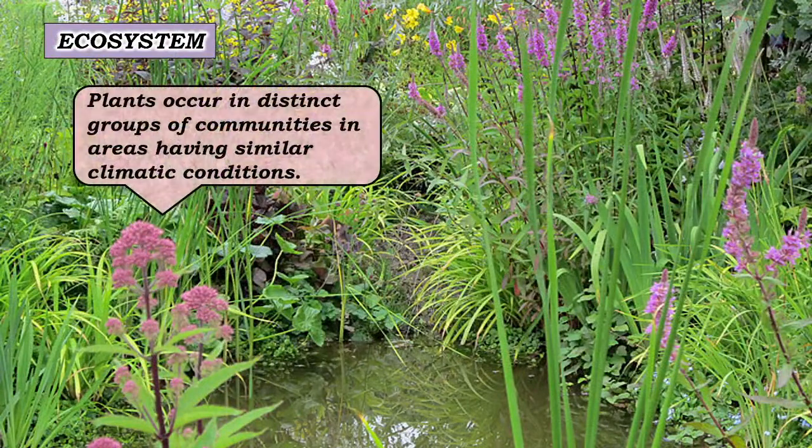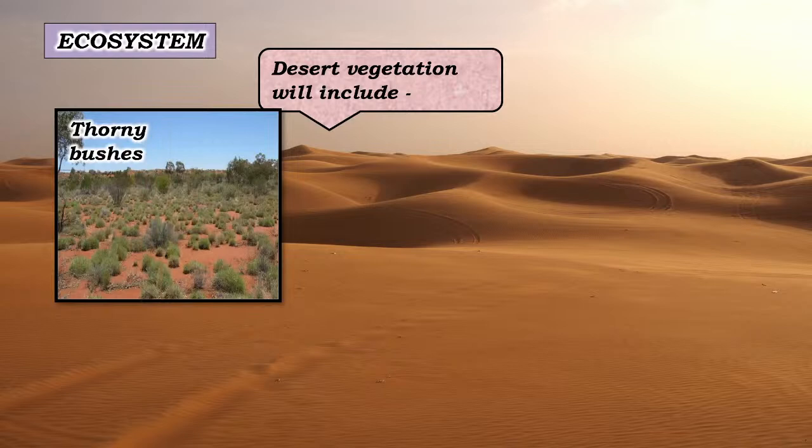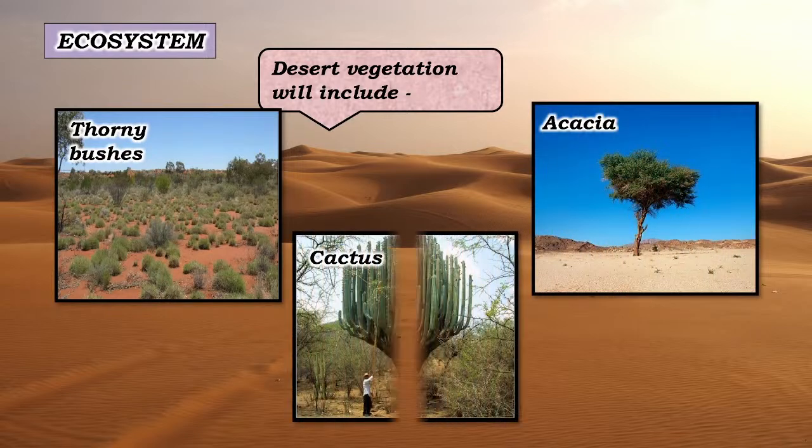Deforestation. Okay, this is desertification. It turns into desert. So these are the three trees in desert. Write down cactus and acacia. ACACIA. Written?